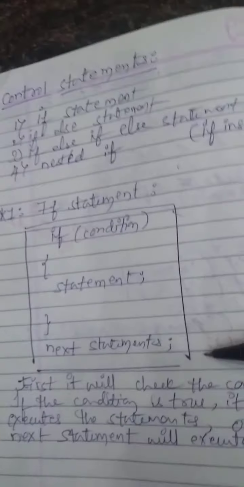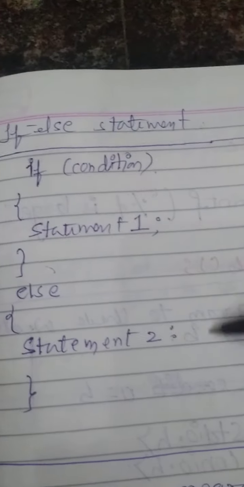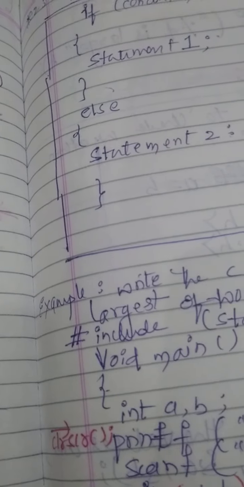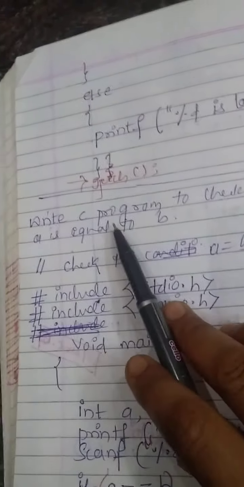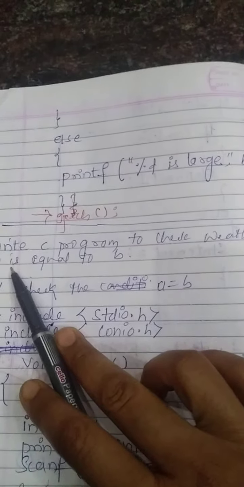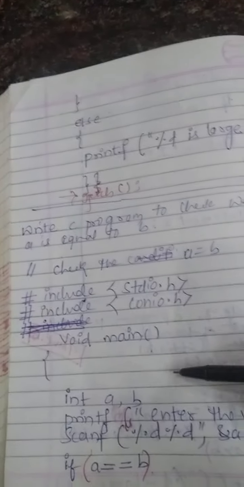These are some simple examples that I have done, so that you can follow them. This is the syntax for the if statement, and this is the syntax for the if else statement. Write a C program to find the largest of two numbers, only two numbers. Just see this. Then write a C program to check whether A is equal to B, whether the two numbers are equal.